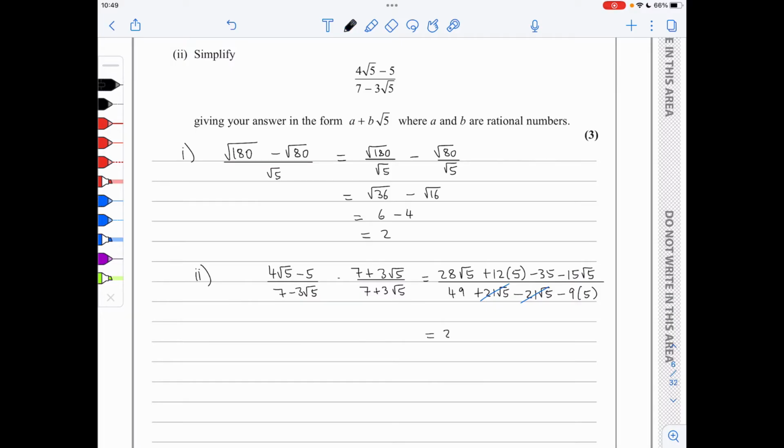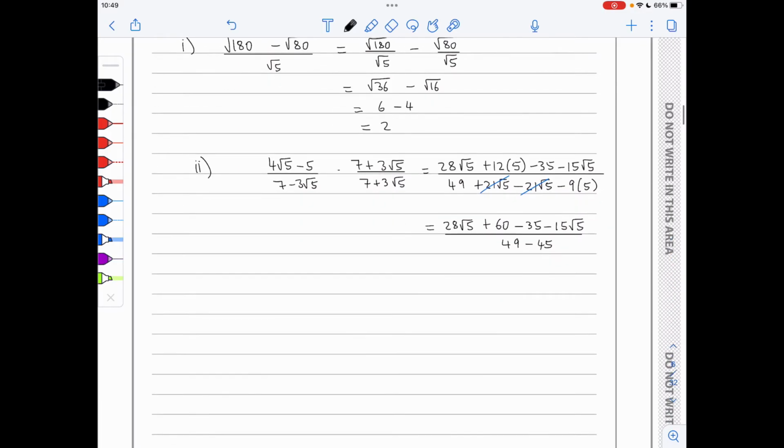and we are left with 28 root 5 plus 60 minus 35 minus 15 root 5 over 49 minus 45, which further simplifies into 25 plus 13 root 5 over 4. We haven't finished, we need to put it in the form of a plus b root 5. So this is 25 over 4 plus 13 over 4 root 5.